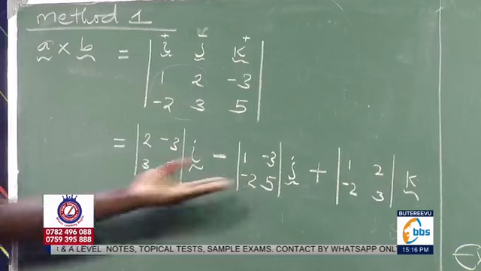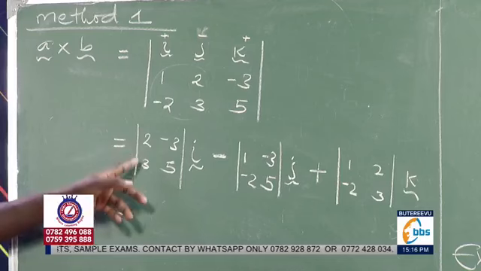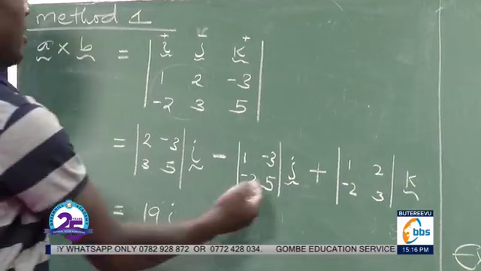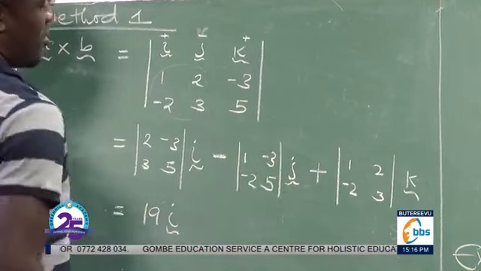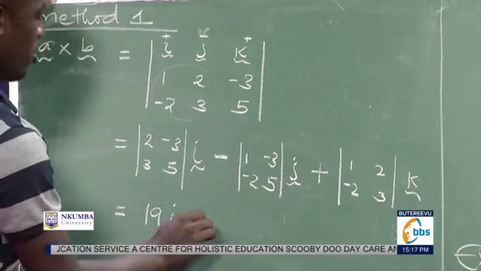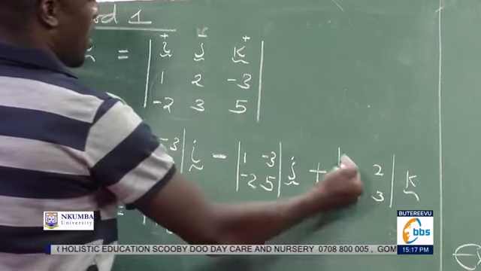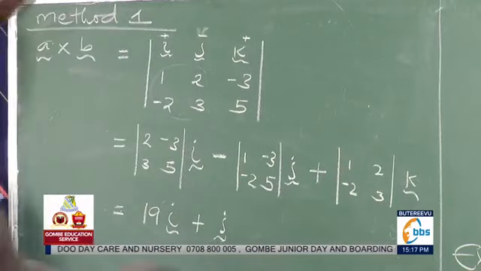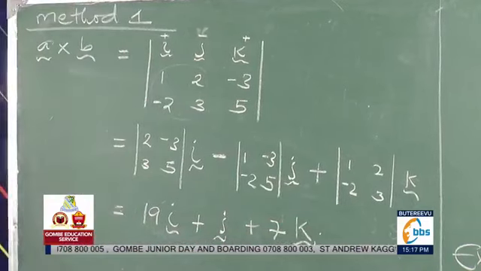Now this is a 2 by 2, so the determinant is easy to get. This is going to be 10 minus -9, that is 19i. And then this is 5 minus 6, 5 minus 6 is -1. It means this to be +1. Then this is going to be 3 minus -4, that is 3 plus 4, and that is 7. So that would be using the determinant method.